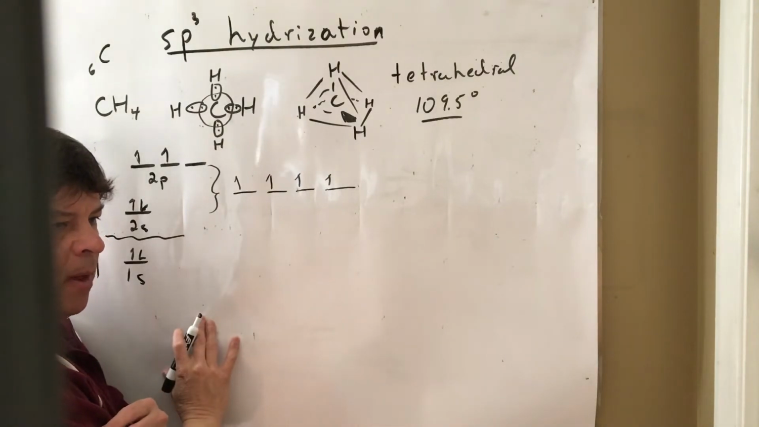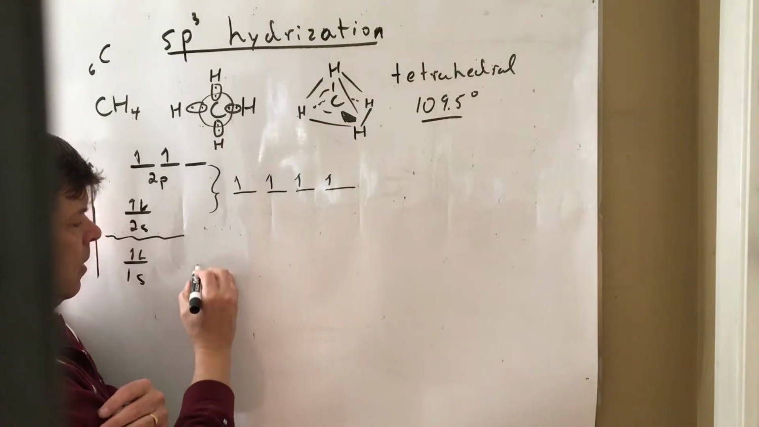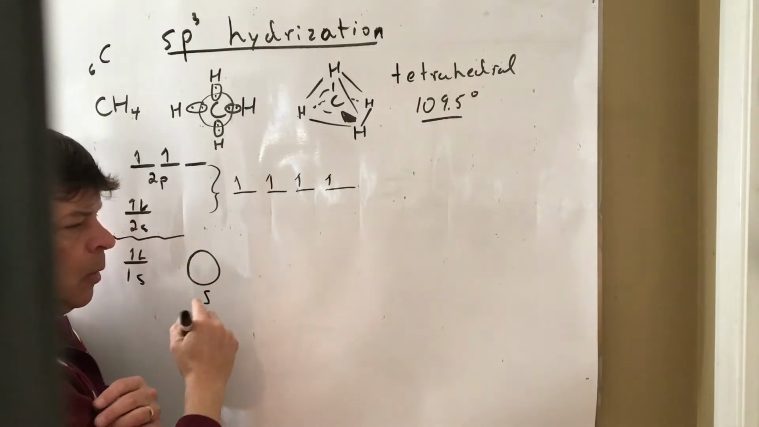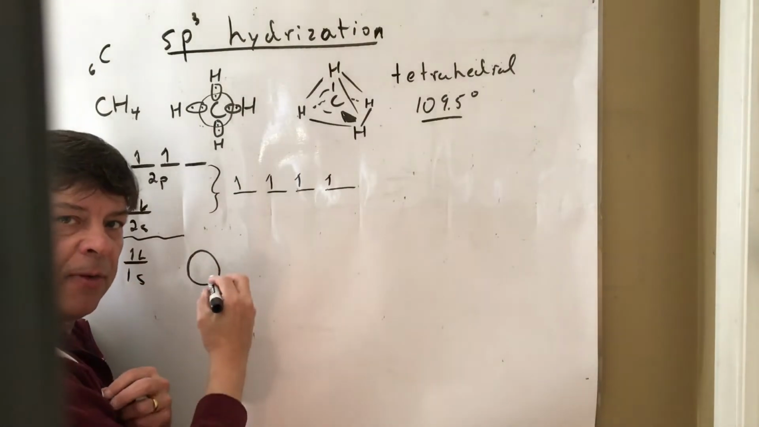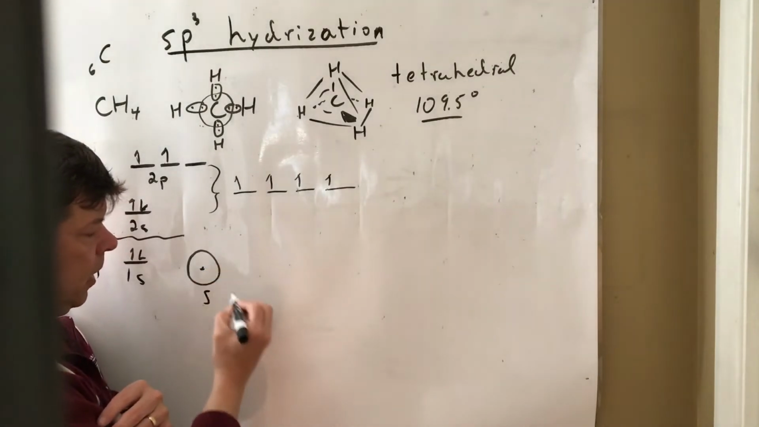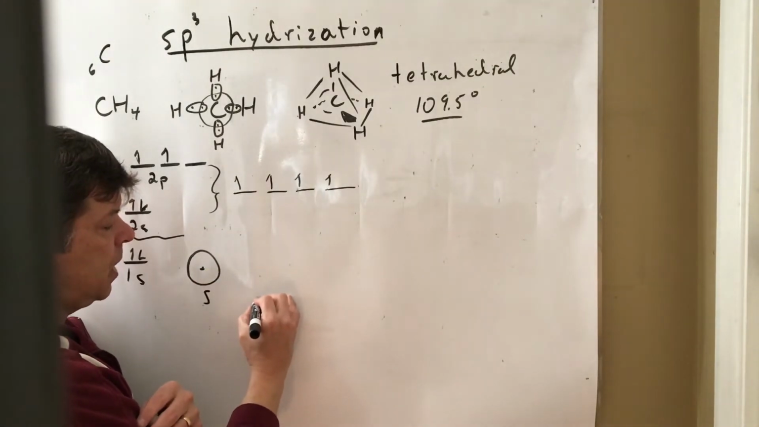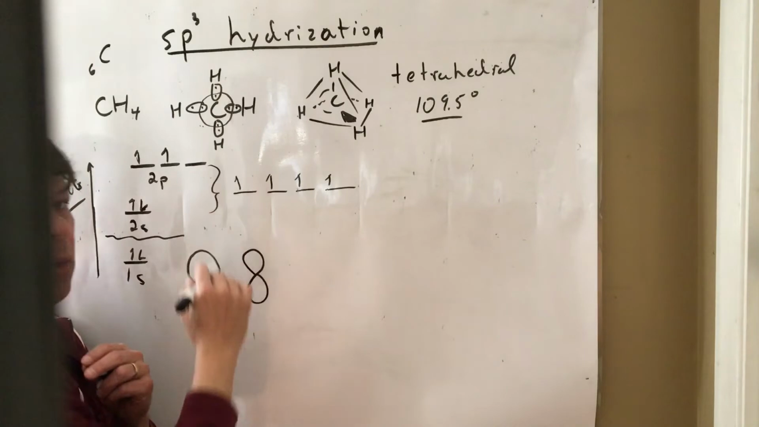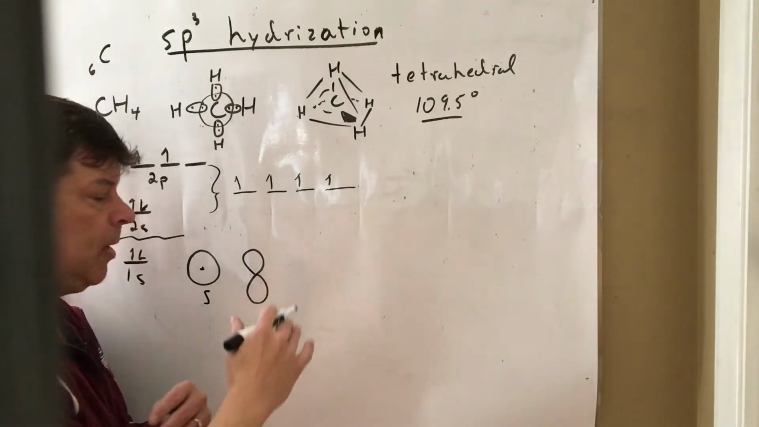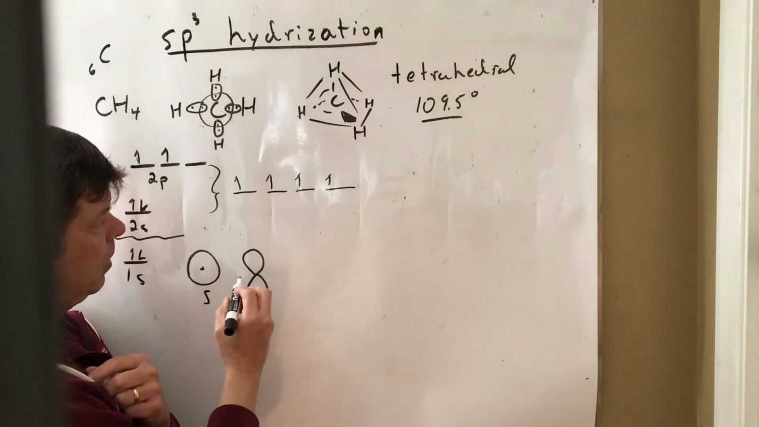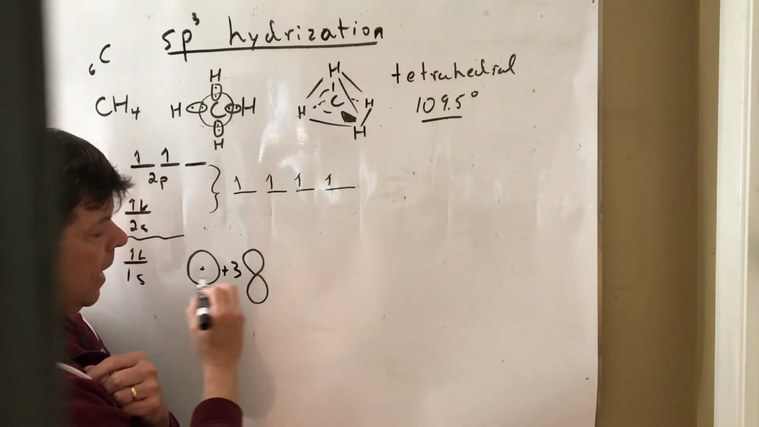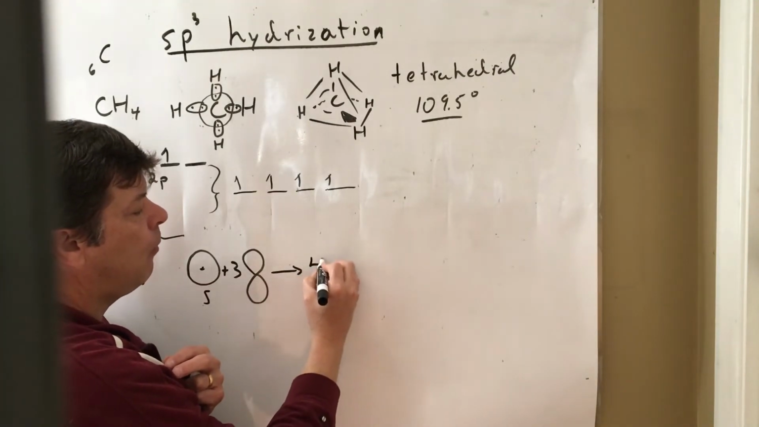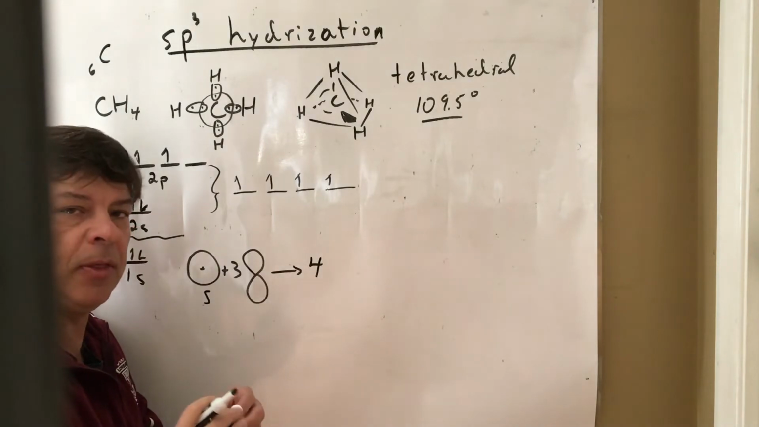Now let's remind you of what an s orbital is. An s orbital is spherical. It represents the area where you're most likely to find an electron. The nucleus would be right here. And if you remember, the p orbitals are shaped like this. There are 3 p orbitals, 1 for each axis, 3 dimensions. So we're taking an s orbital and adding 3 p orbitals, and what we're going to get are 4 sp3 hybrid orbitals.